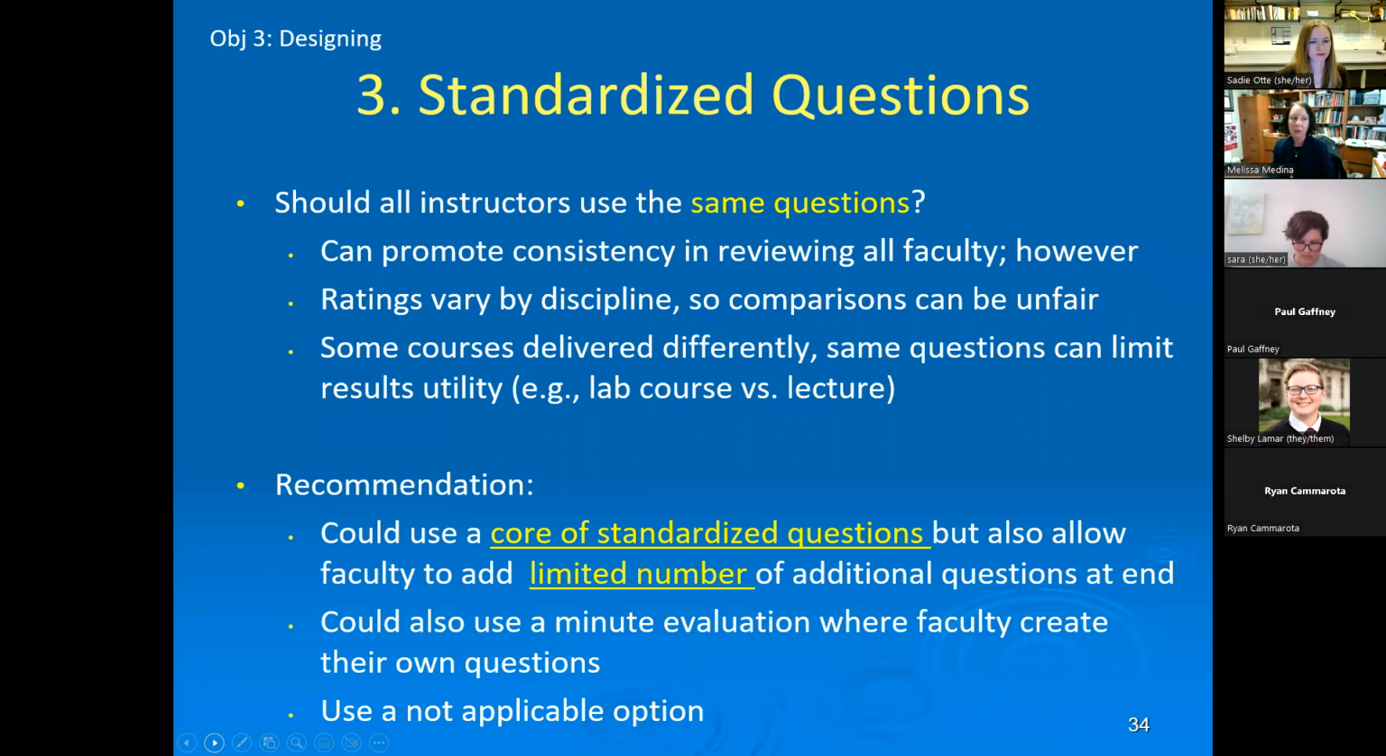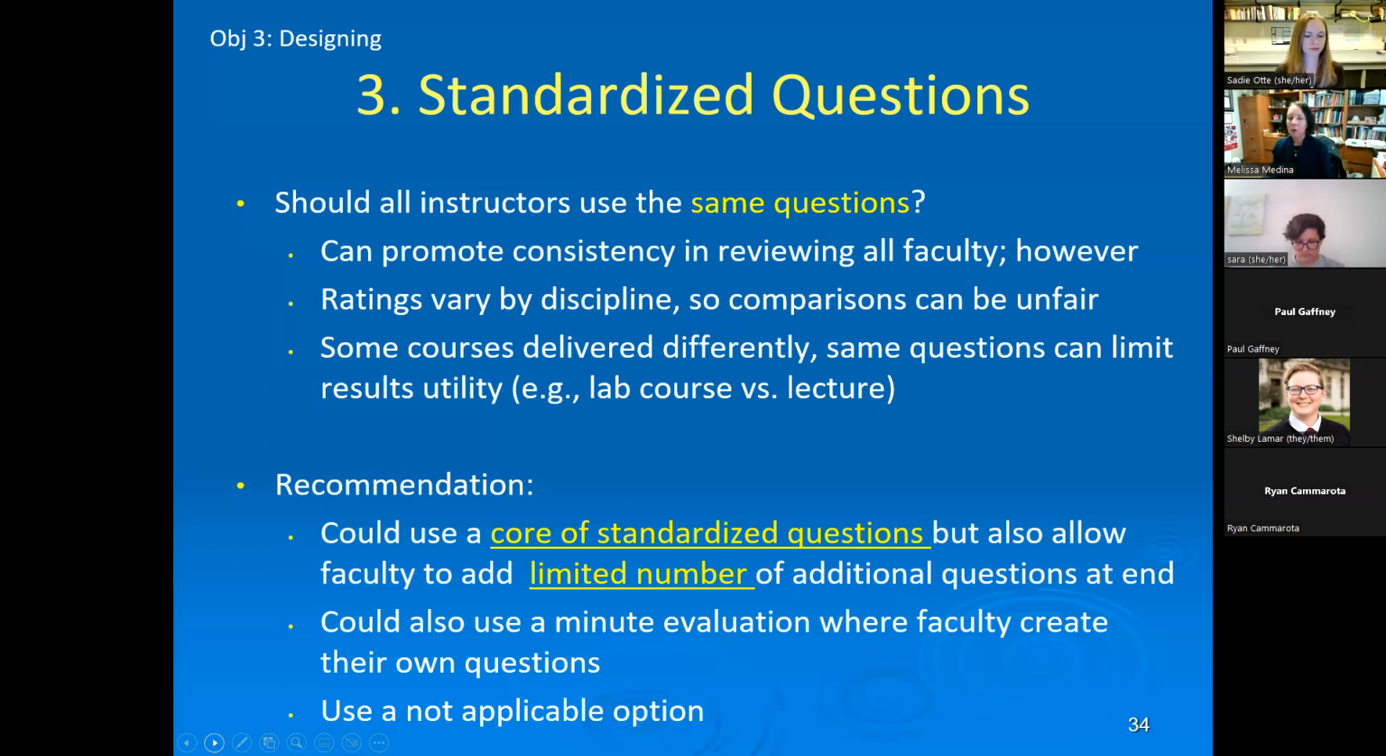Now, it can be challenging to use the same questions when you have multiple disciplines, because ratings can vary by discipline, and then comparing one department to another can be unfair. It also can be challenging to use the same questions when the format of the delivery of the course is different. So Sadie was telling me earlier that she offers a lab course. Well, if you offer course questions in a lab course, many of the questions are going to be not applicable. You're not oftentimes lecturing in a lab. It's more about feedback, and you may not have a lot of feedback questions, for example, on your course evaluation.